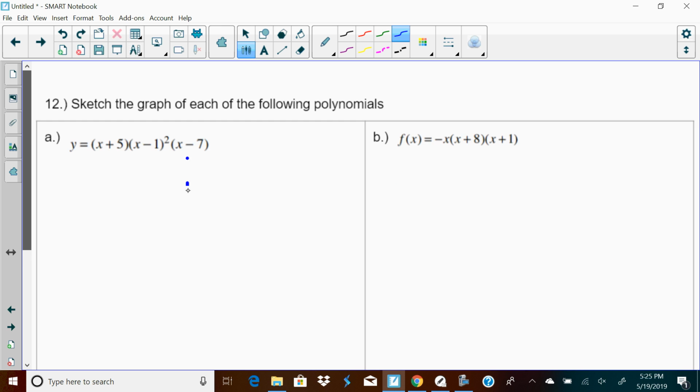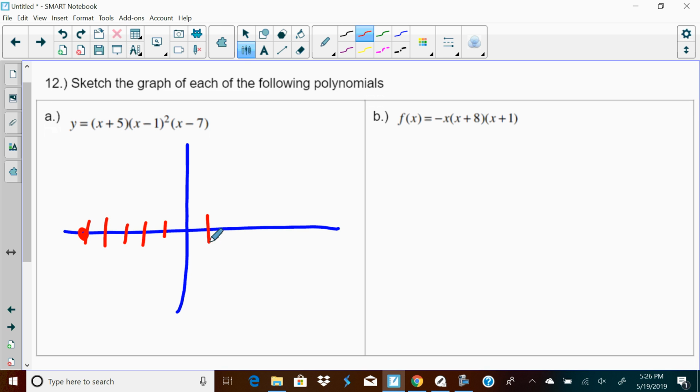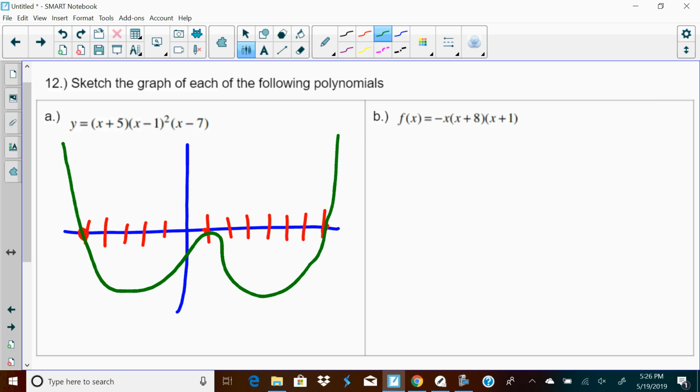Sketch the graph. I know there's a root at 5, one at positive 1, one at positive 7. It is a fourth root, so it starts at the top. So when I graph it, it's going to go through this point. It's going to bounce right there because it's squared, and then go back up.